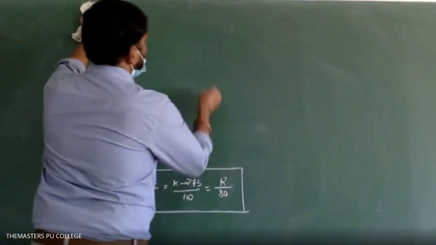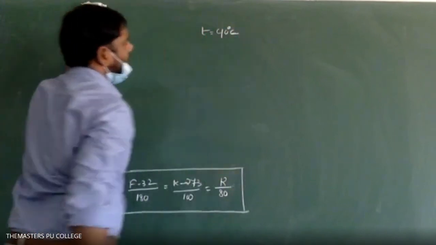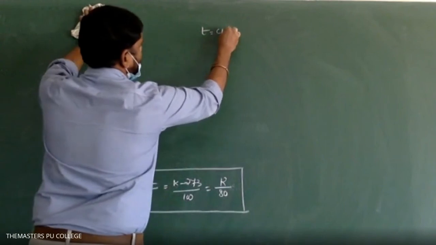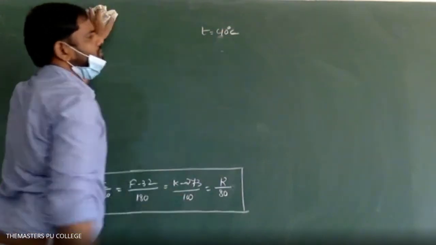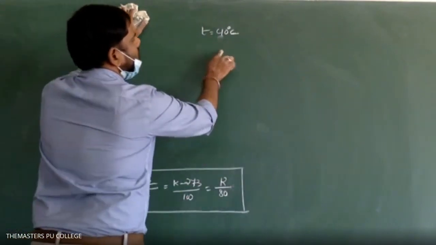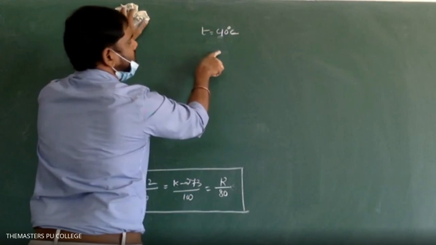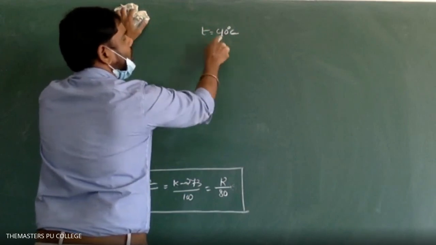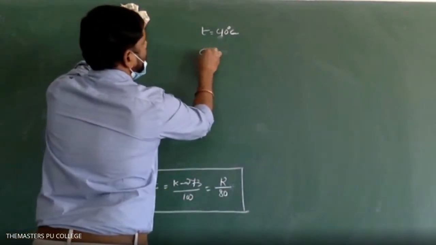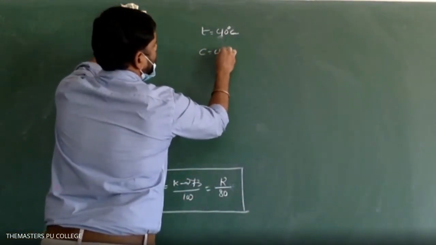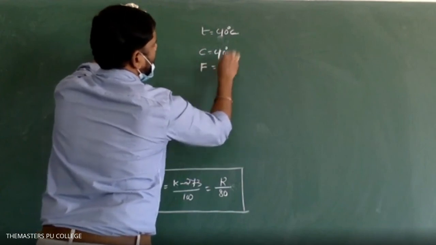They have given that temperature T is equal to 40 degrees centigrade, so it is in degrees Celsius. If this value is converted into Fahrenheit, how much is its value, they are asking. They have given the reading on the Celsius scale. Then what would be the corresponding reading on the Fahrenheit scale? So C is equal to 40 degrees.